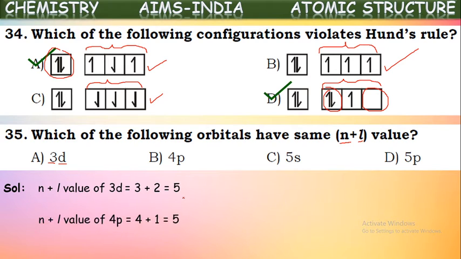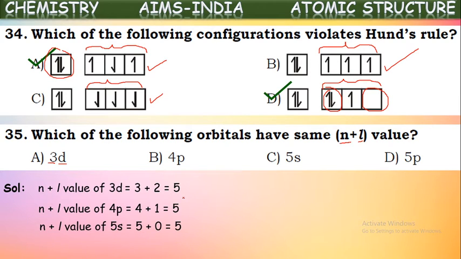What about 4p? N plus L value of 4p is 4 plus 1, 5. And for 5s, n plus L value is 5 plus 0, 5. And for 5p, it is 6. So which are having the same n plus L value here? 3D, 4p, 5s. These three are having the same n plus L value 5. So this will be the answer, except 5p.